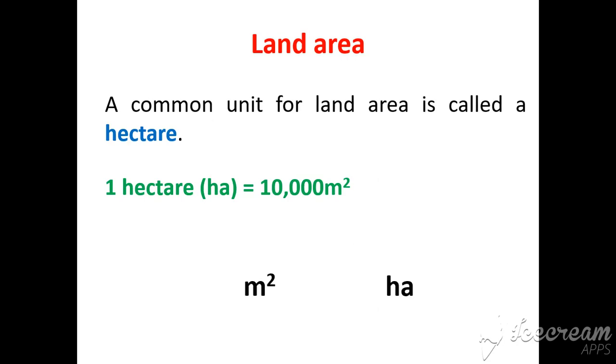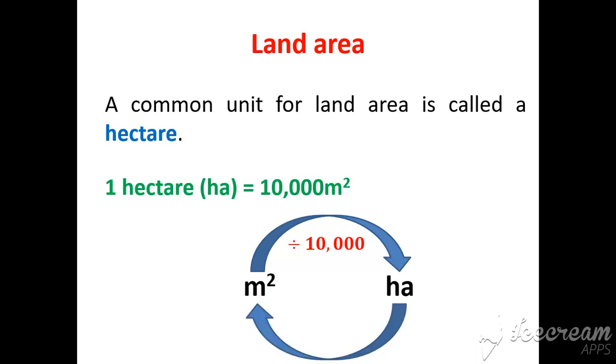Now, to convert meters squared into hectares, all you need to do is divide by 10,000. And if you want to work backwards, change hectares into meters squared, you do the opposite, which is to times 10,000. So that's our little flow diagram we're going to use to solve some problems.